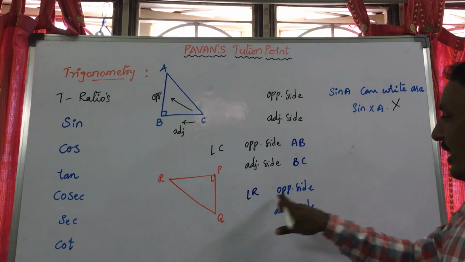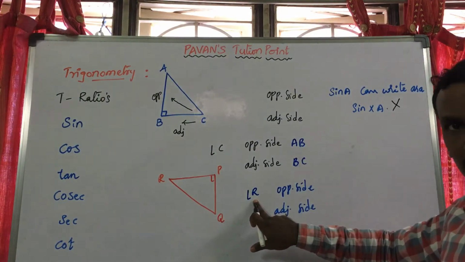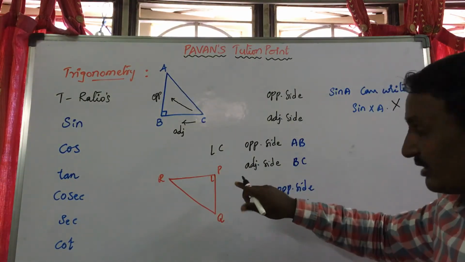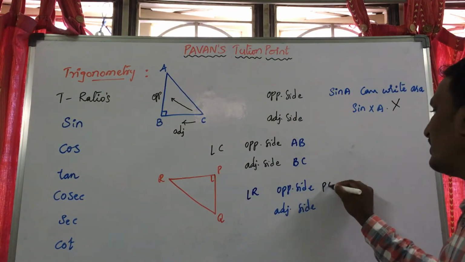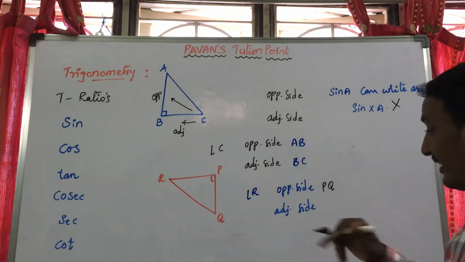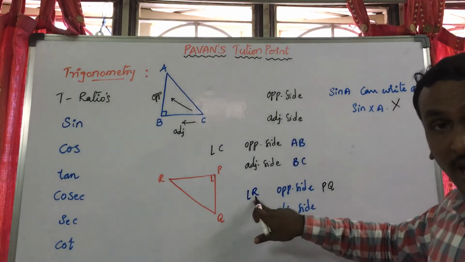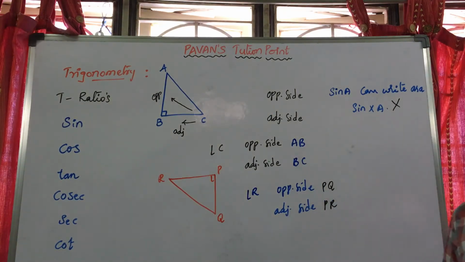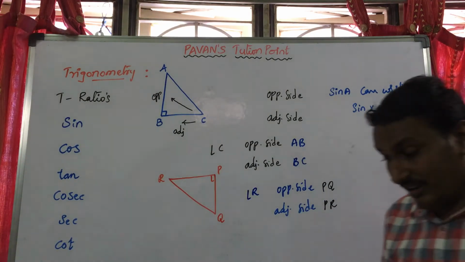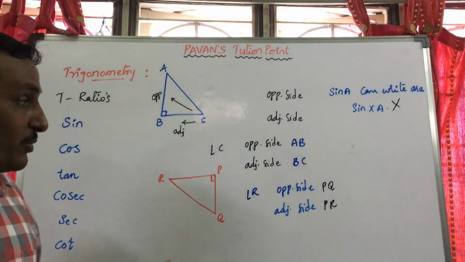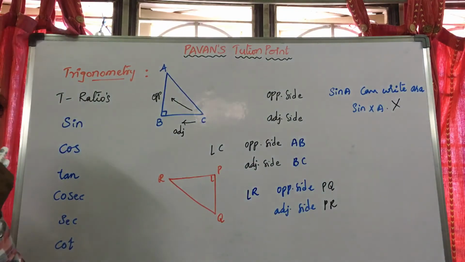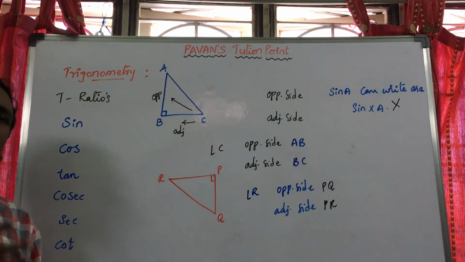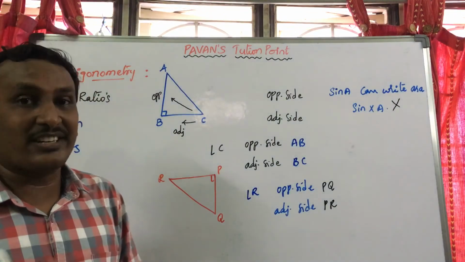Okay, so the opposite side is except angle R. So except R, what is the remaining side? PQ. So that's why PQ is the opposite side. And the adjacent side: where do we have a right angle? At P. So that's why PR. So see, before I write the answers on the board, you are eagerly writing the answers and waiting for them. Yes? I hope all of you have written the correct answers.